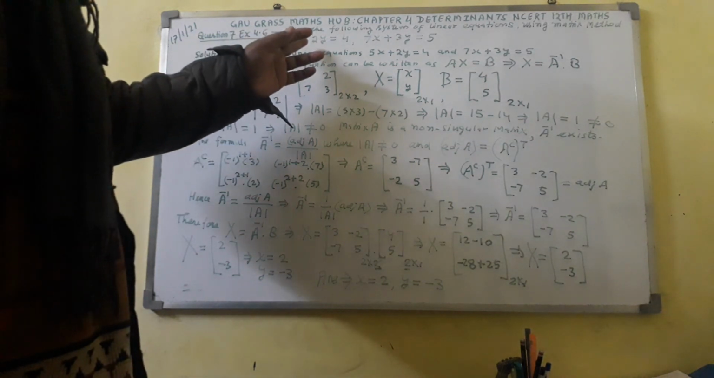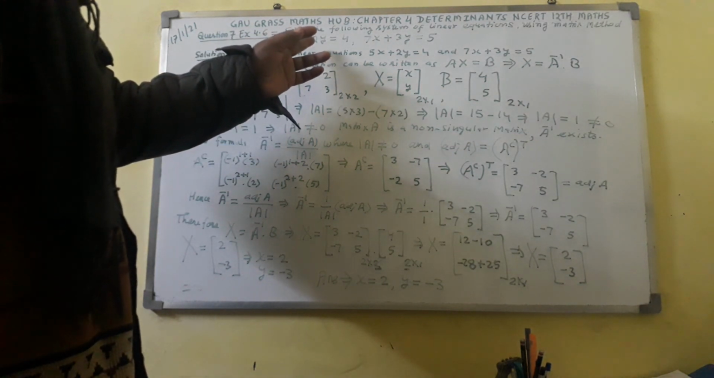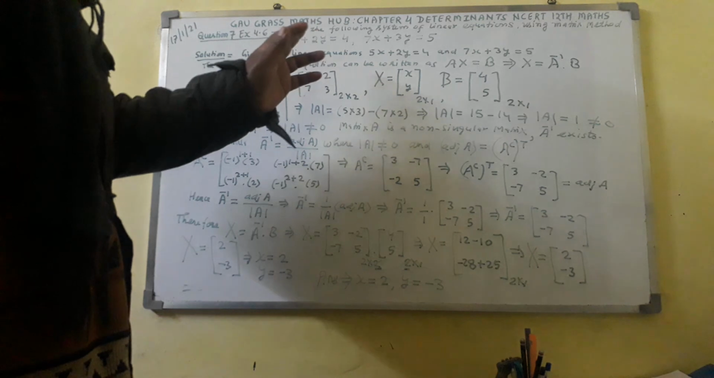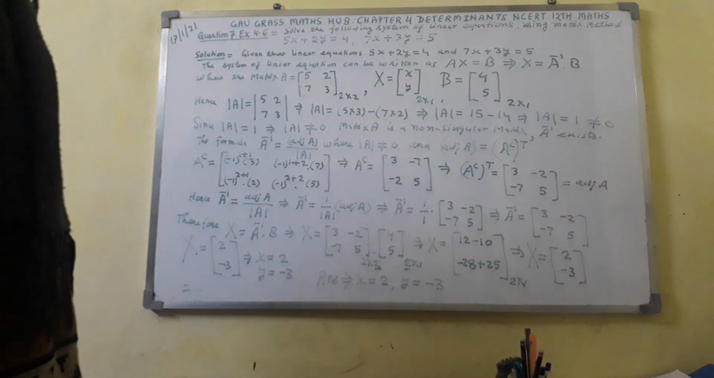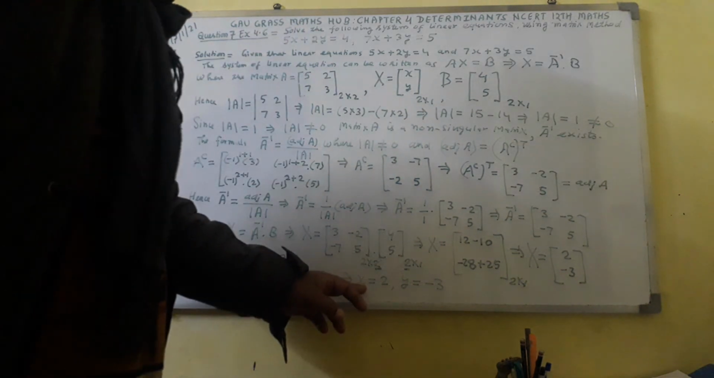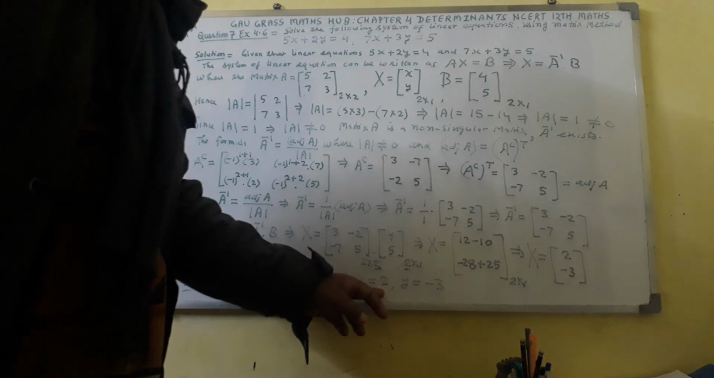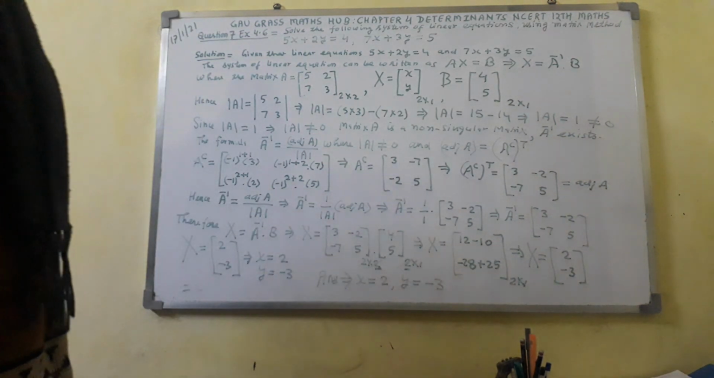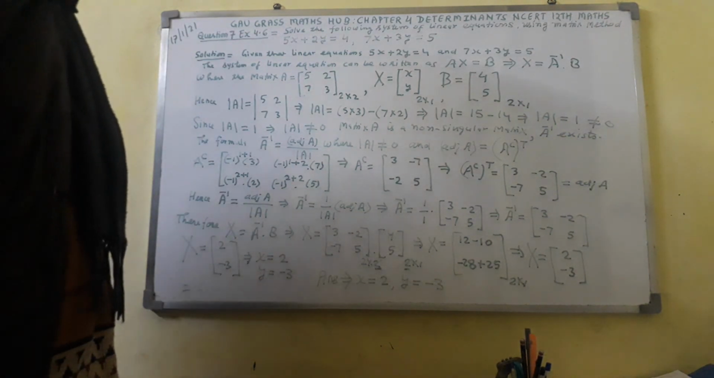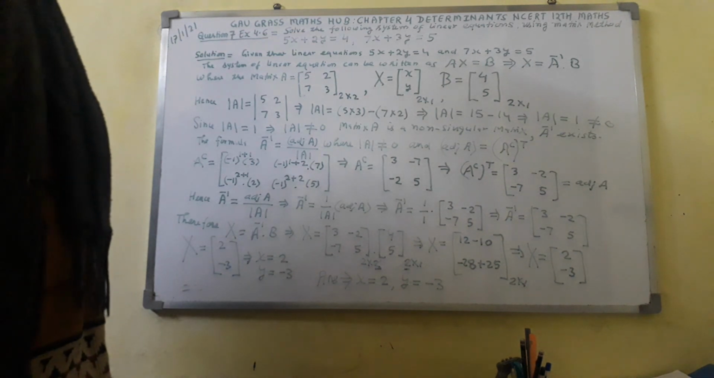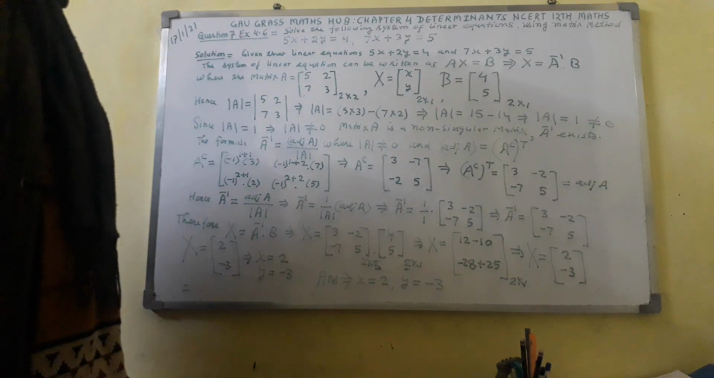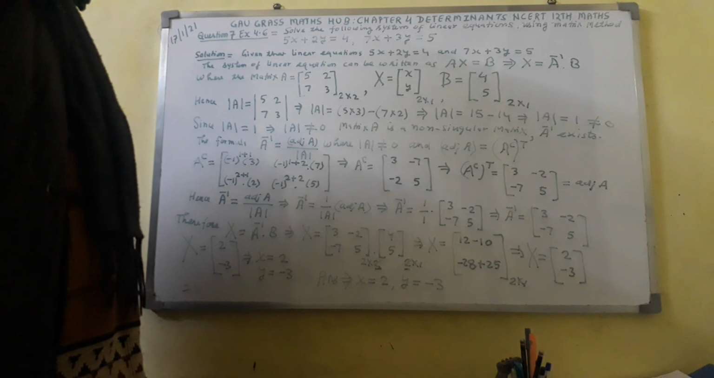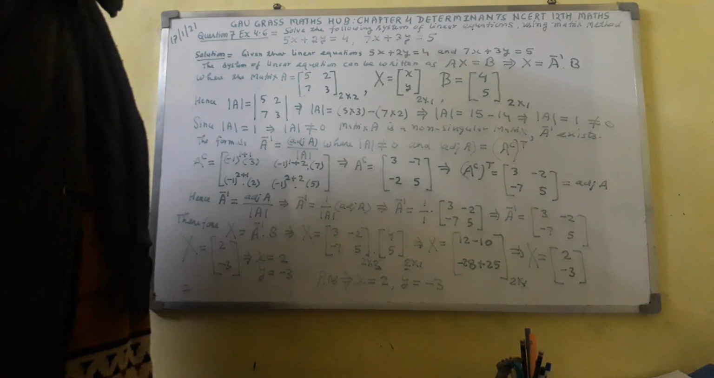Both linear equations have been solved by using matrix method. Output you have got as answer x equal to 2, y equal to minus 3. This is the proper explanation and solution of question number 7, exercise 4.6, chapter 4, determinants in CBSE class 12 mathematics.